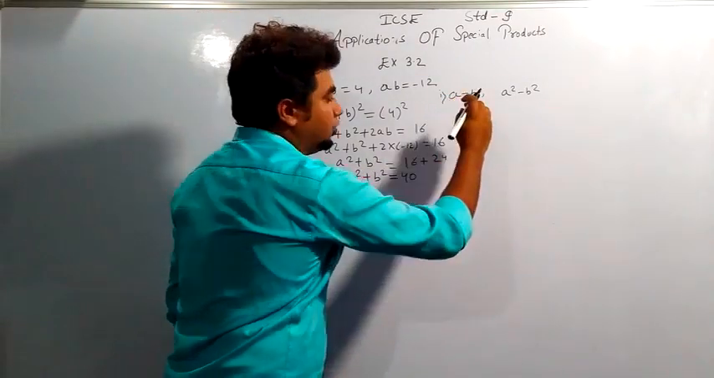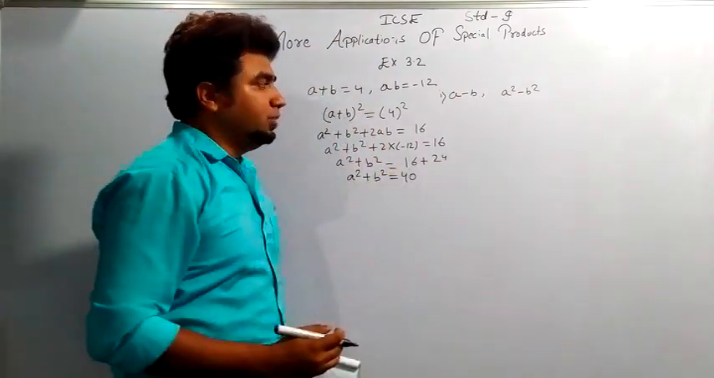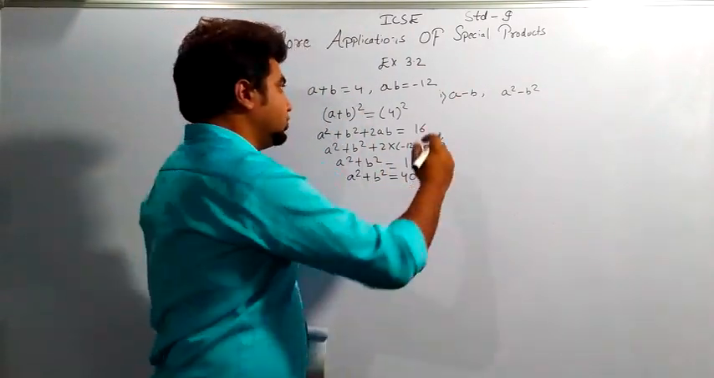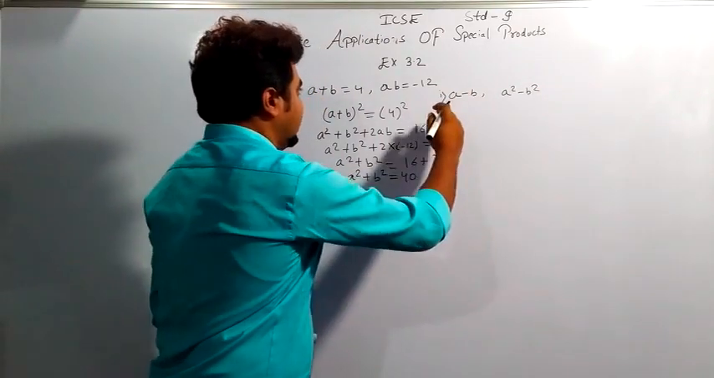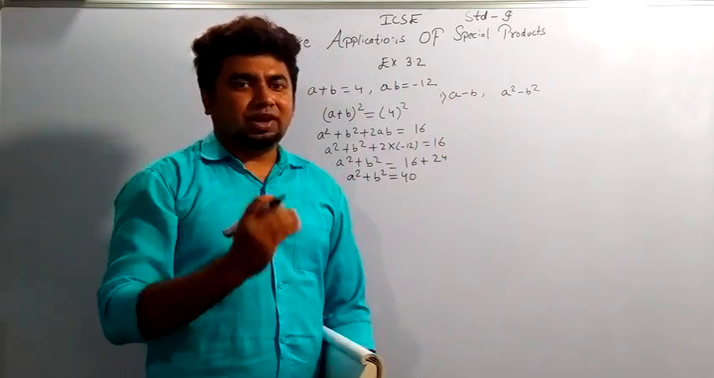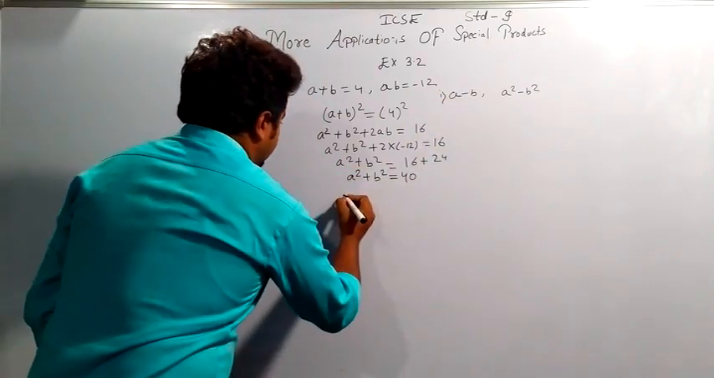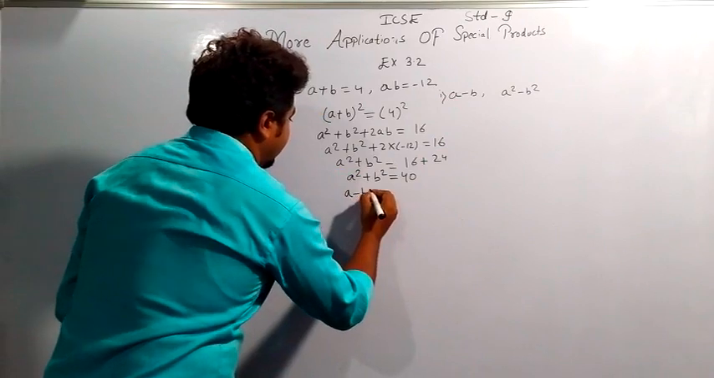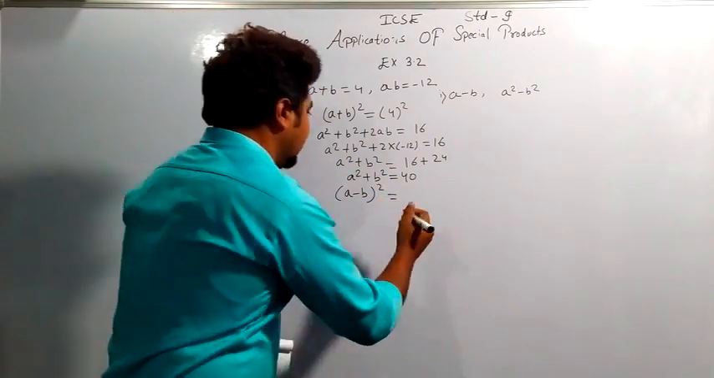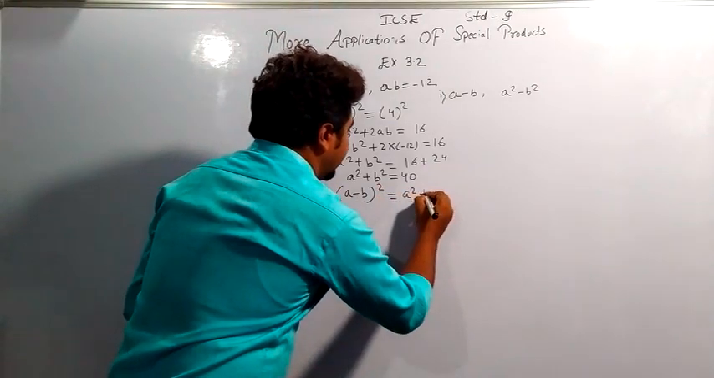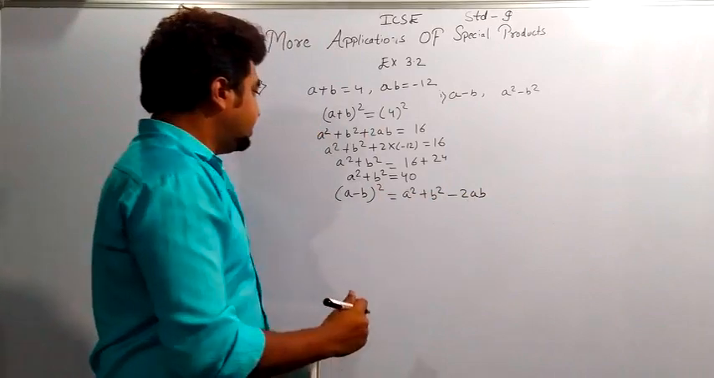Now we have to find a minus b. For finding a minus b or a plus b, I am saying once again, we have to square it and then take the root of that. First thing I told is that we have to square that value and then take the root of it. A minus b we have to find. We will be calculating a minus b whole square, and from here a square plus b square minus 2ab. That's why it is needed.